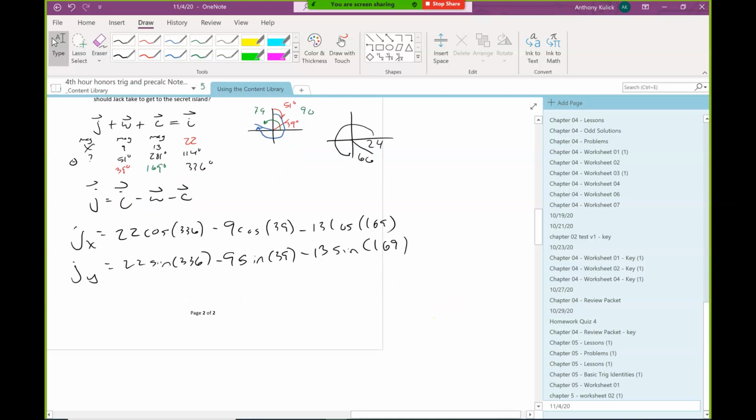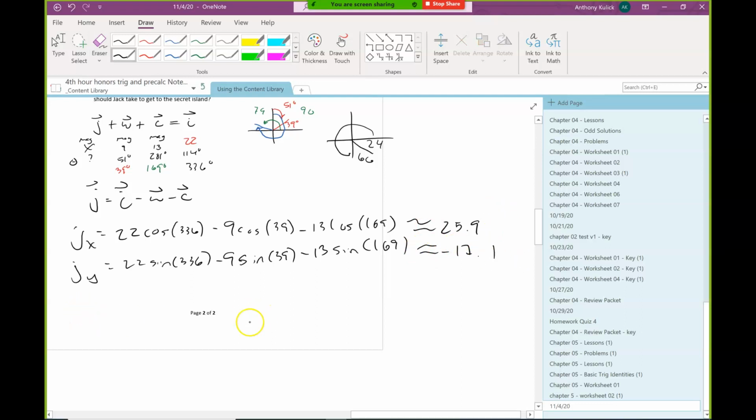So if we punch those into our calculator, make sure I'm in degree mode. That's about 25.9. That's about negative 17 point.